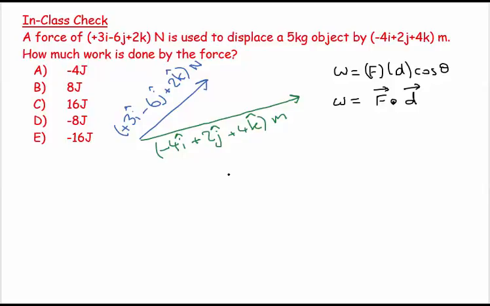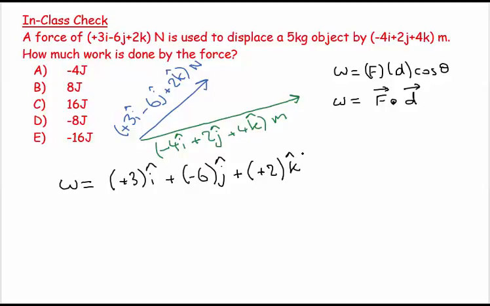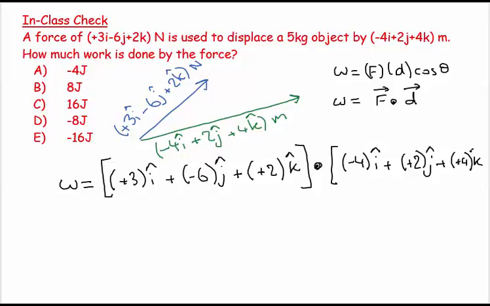So now I come to a bit of layout. I'm going to say that work is equal to plus 3i added to minus 6j added to plus 2k, dotted with, now let's do the displacement vector, minus 4i added to plus 2j added to plus 4k. I just squeezed it in. Okay.